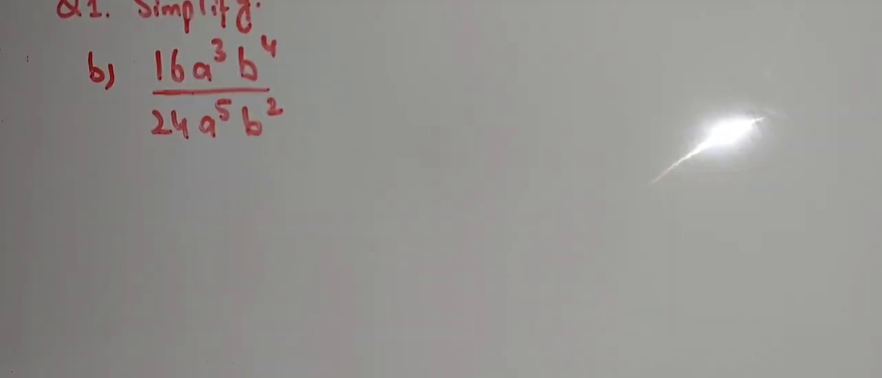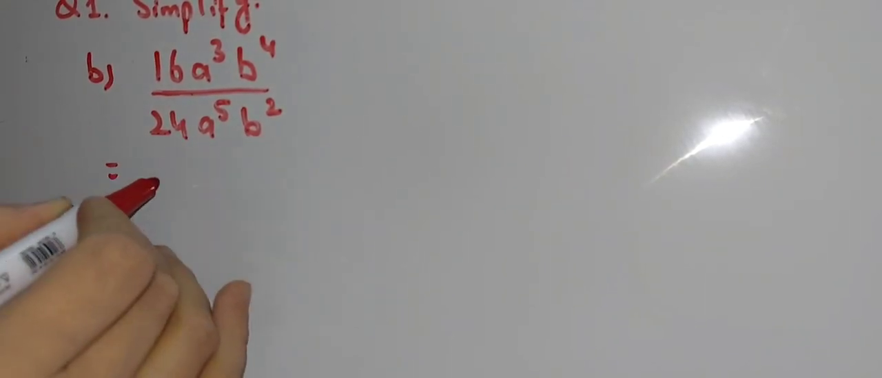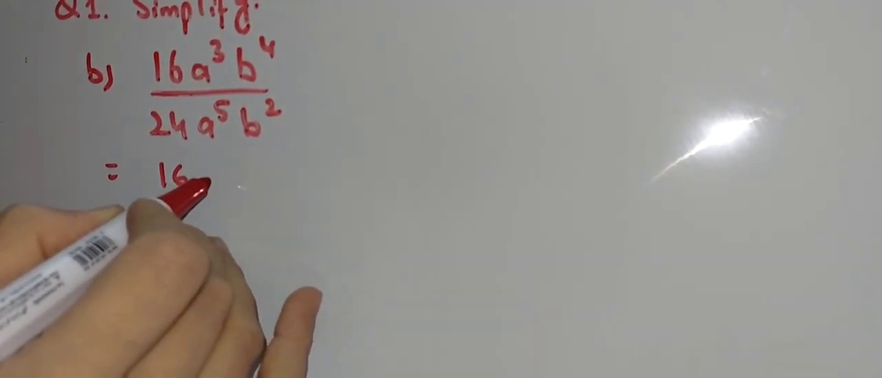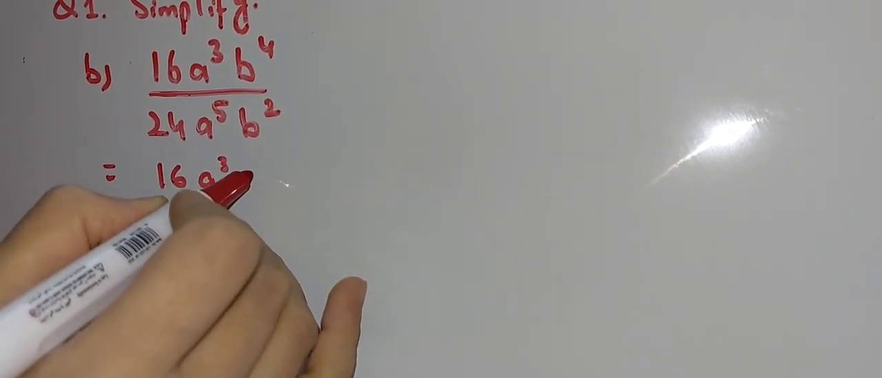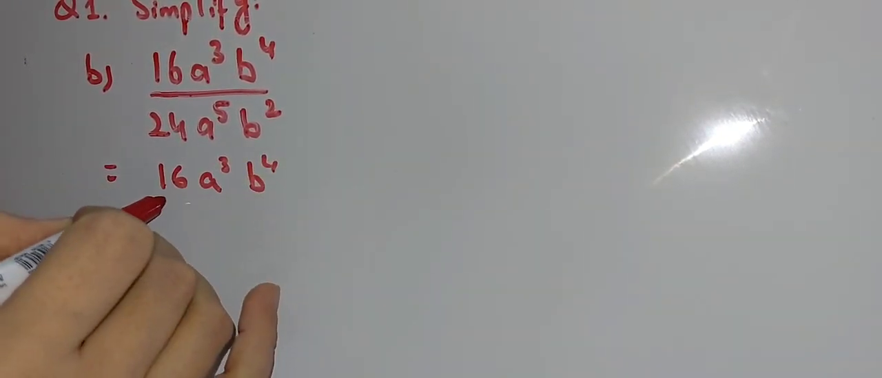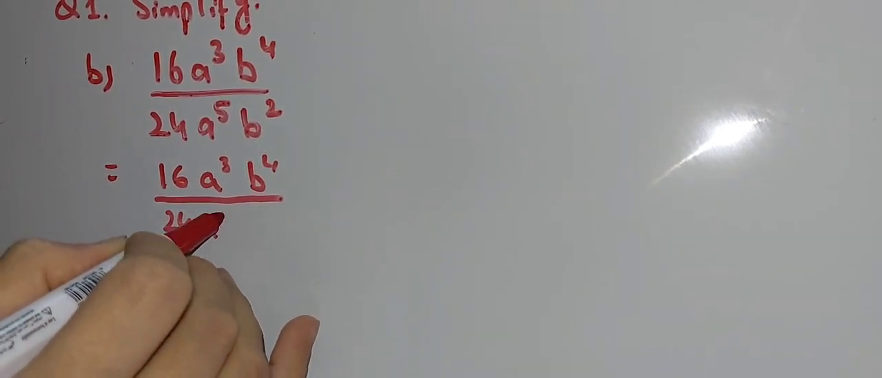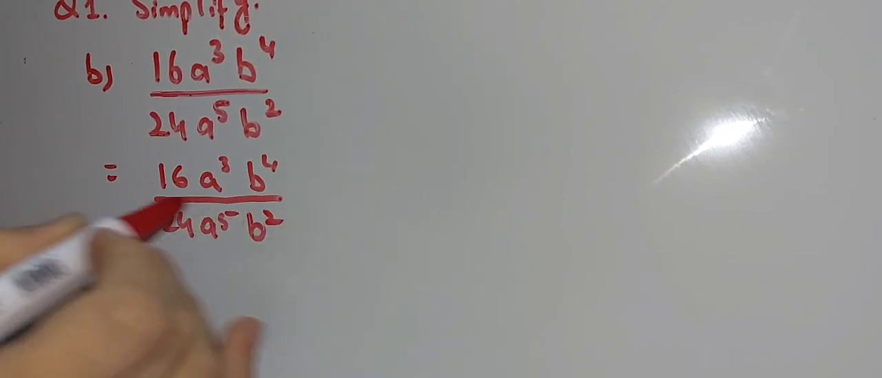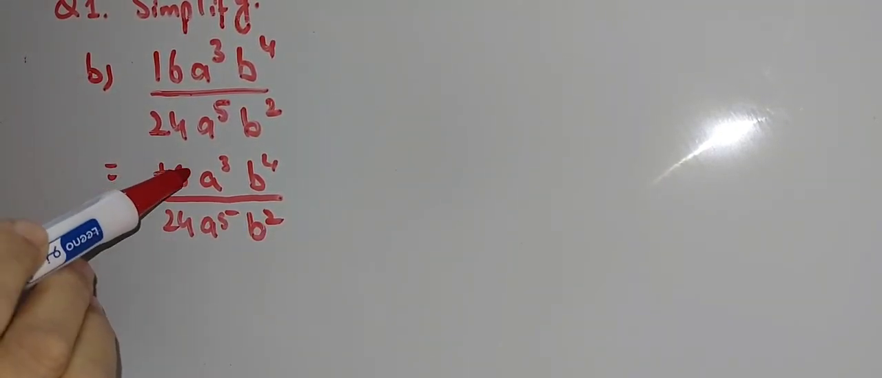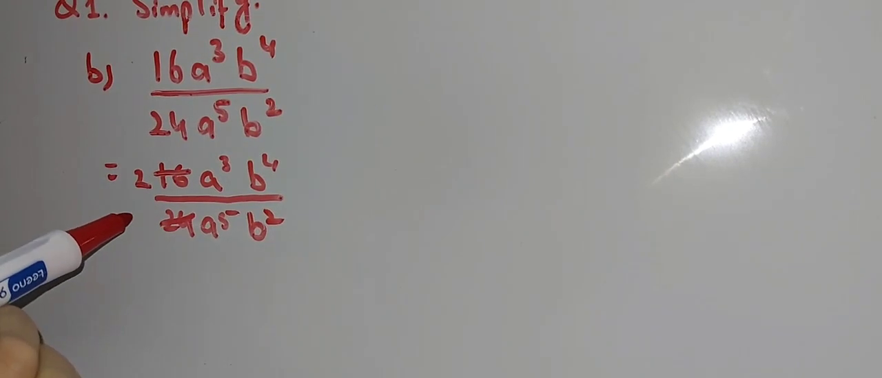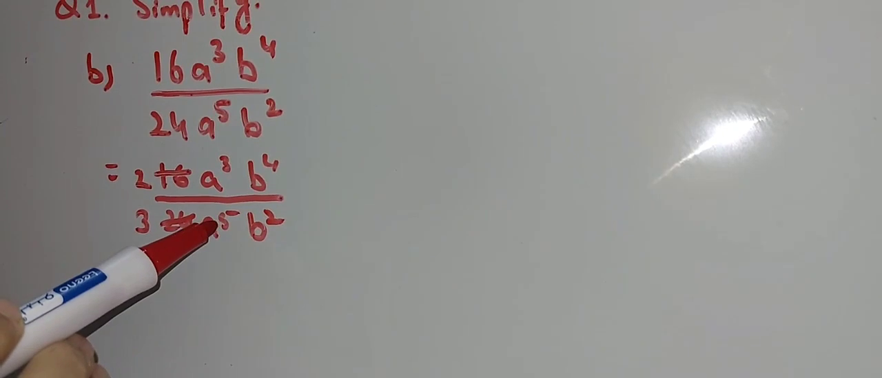Part B is 16a cube b to the power 4 upon 24a to the power 5 b square. So we have to simplify this fraction. First of all, we have to check whether 16 and 24 come in any table together. Yes, 16 and 24 both come in the 8 table, 4 table, 2 table, but we will go with the bigger table so that we reduce our steps. So we will write here 8 2s are 16 and 8 3s are 24.